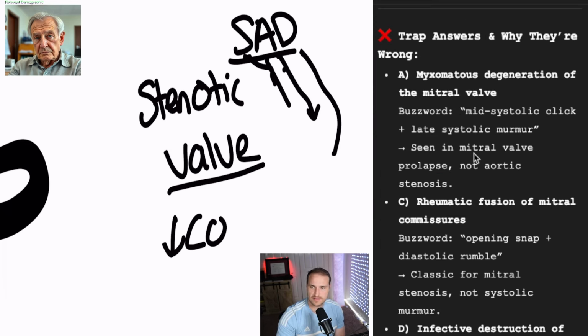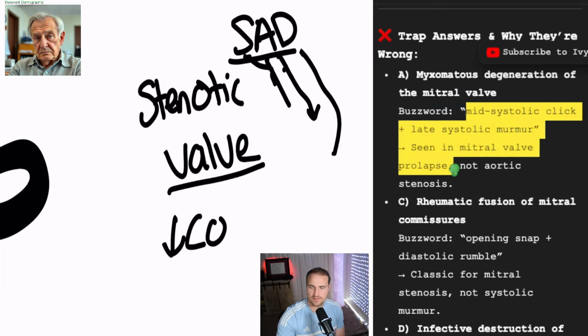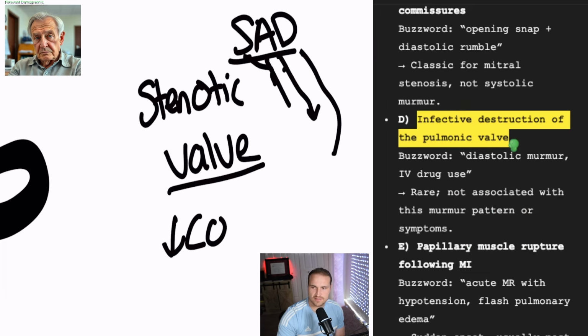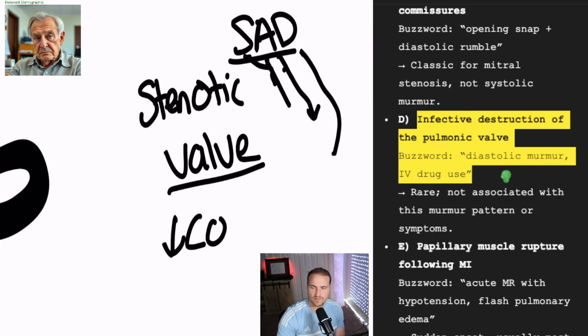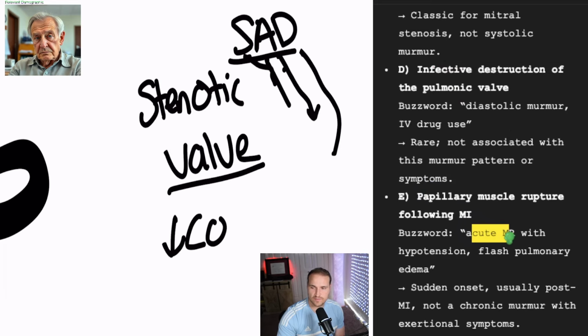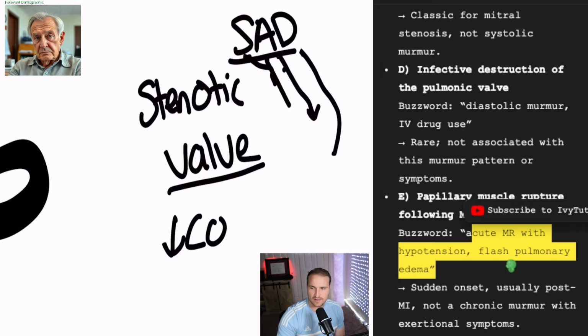All right, here's some trap answers. Myxomatous degeneration of the mitral valve would have a click, late systolic murmur, seen in mitral valve prolapse. Rheumatic fusion, opening snap, diastolic rumble. Infected destruction of pulmonic valve, that'd be a diastolic murmur with IV drug use. And papillary muscle rupture, acute mitral regurg with hypotension and flash pulmonary edema, usually post-MI.